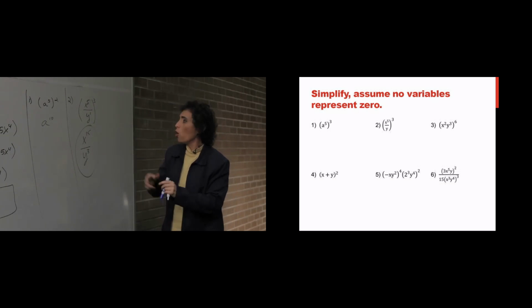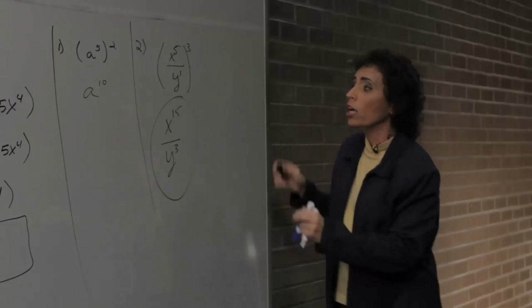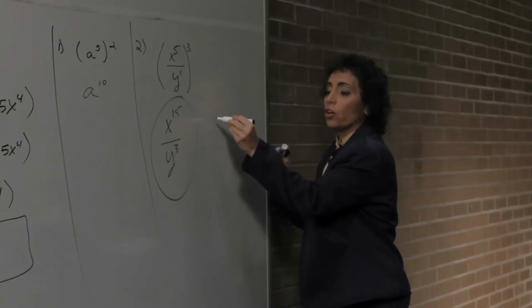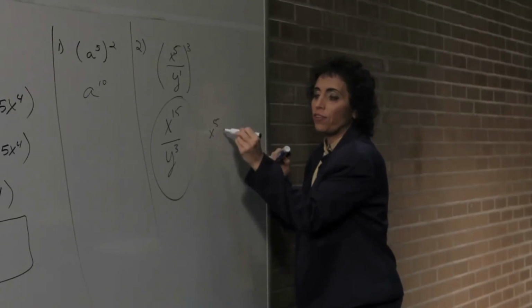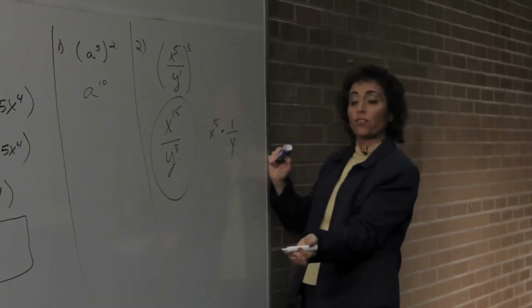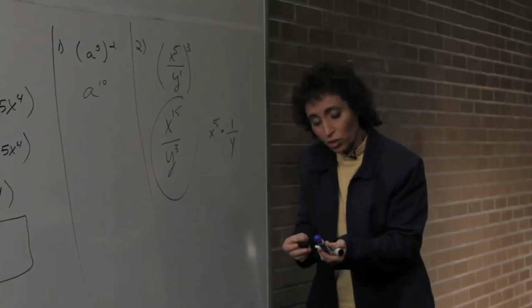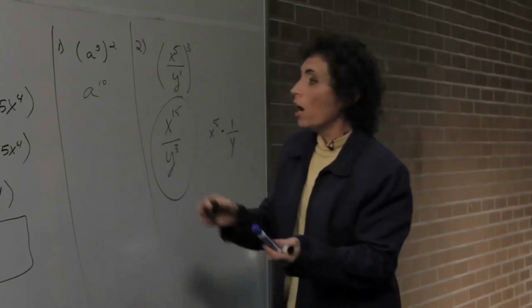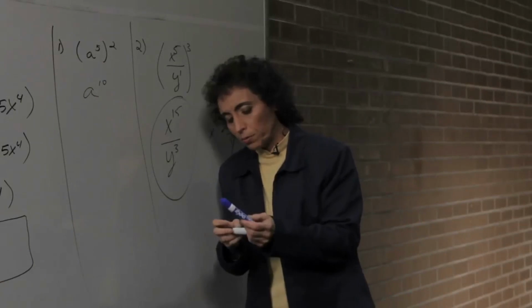Power to power only works on factors. You might say these aren't factors. Think about it, they are. Division really is the same thing, because I could write this if I want as x to the fifth times 1 over y. That'd be the same thing. So they are factors. So multiplication or division, you're still factors, same thing. Okay? All right, we're going to do a couple more problems, and then we'll let you go on your own.